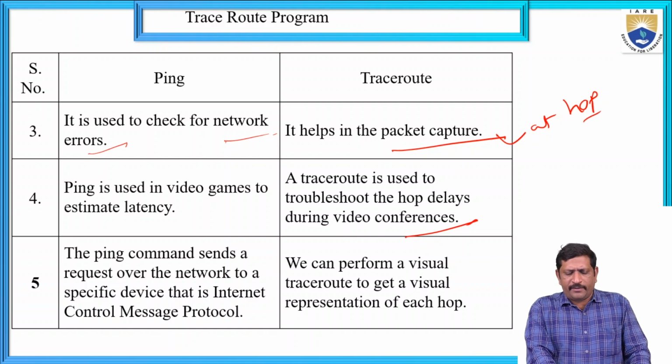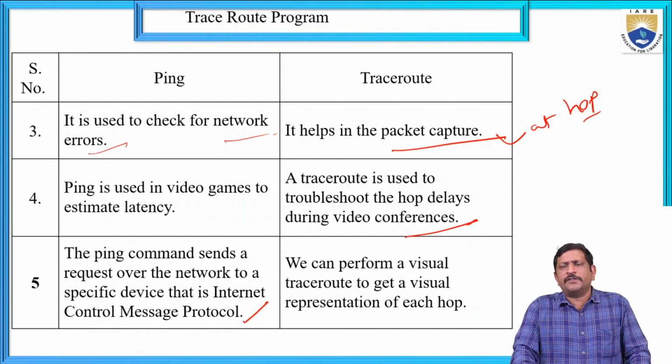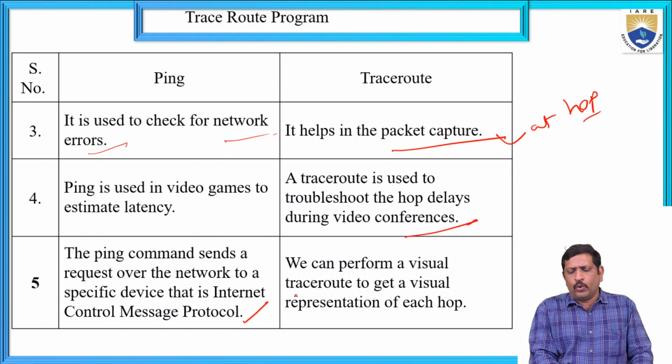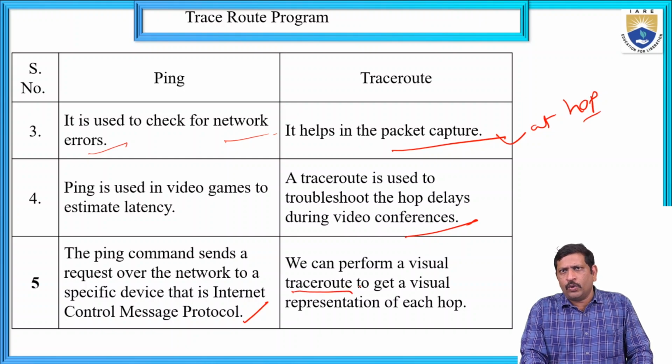The ping command sends a request over the network to a specific device, identified using the Internet Control Message Protocol, that is the ICMP protocol. With the help of this it can be done. Traceroute performs a visual traceroute to get a visual representation of each hop.